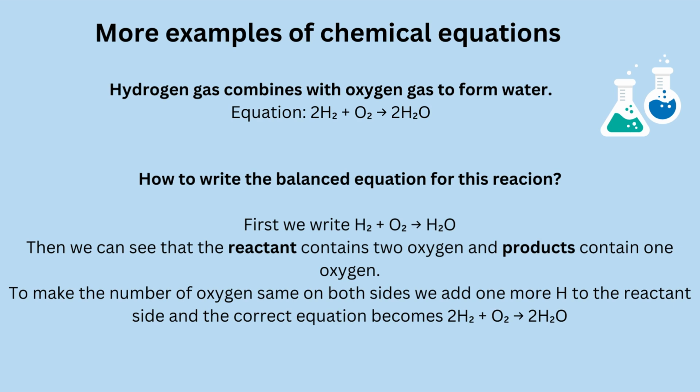Hydrogen gas combines with oxygen gas to form water. The equation is 2H2 plus O2 give rise to 2H2O. How do we write the balanced equation? First we write H2 plus O2 gives H2O. Then we can see that the reactant contains 2 oxygen and products contain 1 oxygen, so oxygen is less on the products side. To make the number of oxygen the same on both sides we add 1 more H2 to the reactant side and the correct equation becomes 2H2 plus O2 give 2H2O.